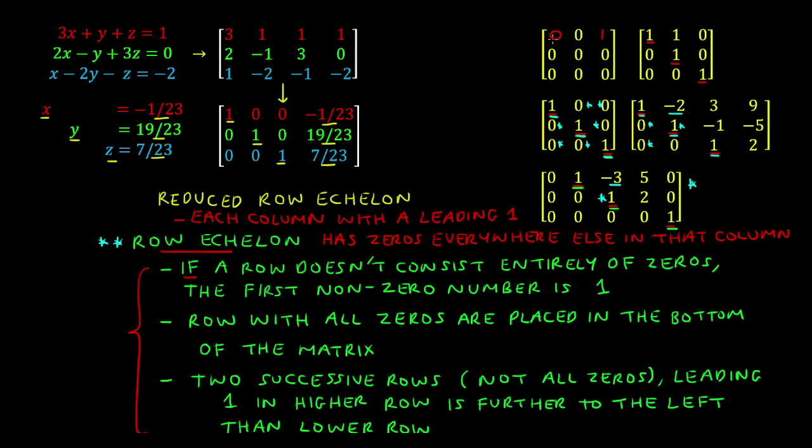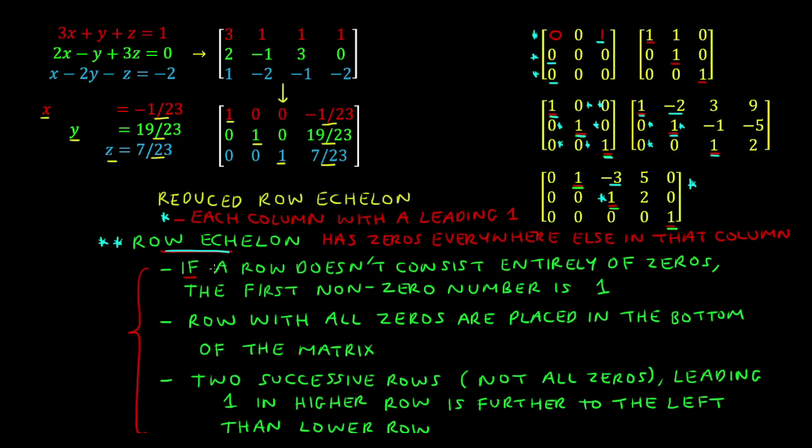And another example is that this matrix is in reduced row echelon form, because it satisfies the properties of a row echelon form where we have a leading 1 in the first row, and the rows consisting of all zeros are placed in the bottom of the matrix, and in two successive rows with not all zeros, the leading 1 in the higher row is further to the left. So these rows consist entirely of zeros, so this rule is satisfied automatically. And then where we have a leading 1, we have zeros everywhere else in that column, which is the reduced row echelon property.